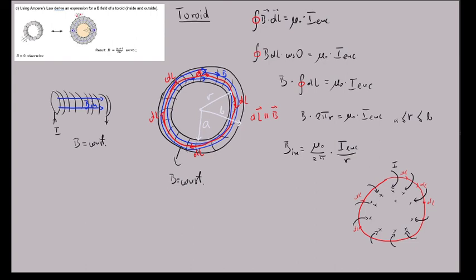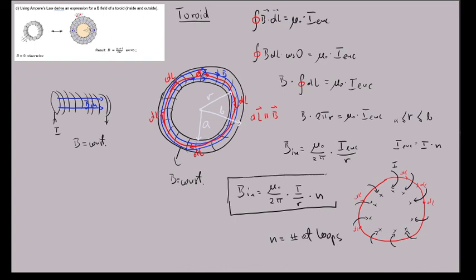So then the current that is enclosed by my loop, I'm going to put this here, I enclosed would be I times the number of loops, or the number of wires, that I have in the toroid. And therefore the magnetic field on the inside of the toroid would be mu naught over 2 pi times I over r times N, where N is the number of loops. And that does it. This is the magnetic field of a toroid.